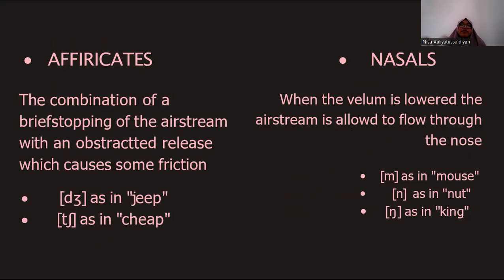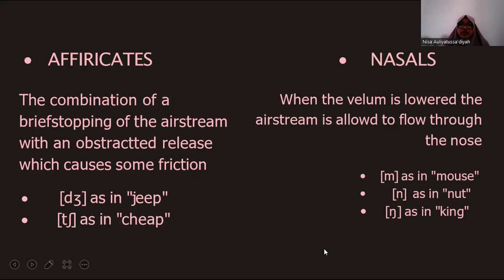And then there are affricates, the combination of a brief stopping of the airstream with an obstructed release which causes some friction. The example, j, as in jeep, and then ch, as in cheap.